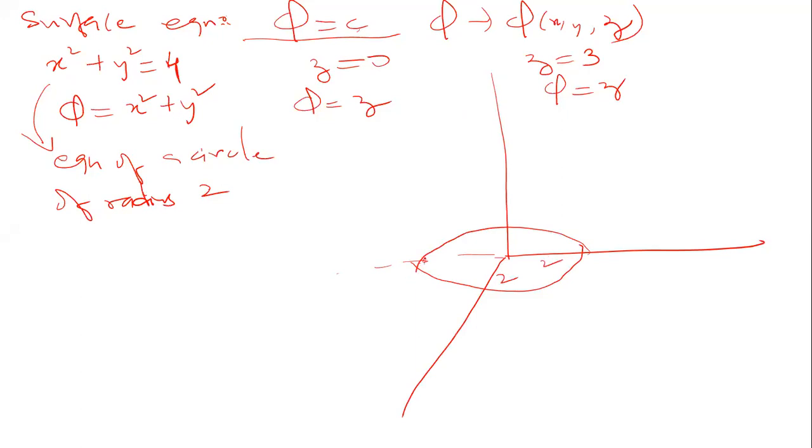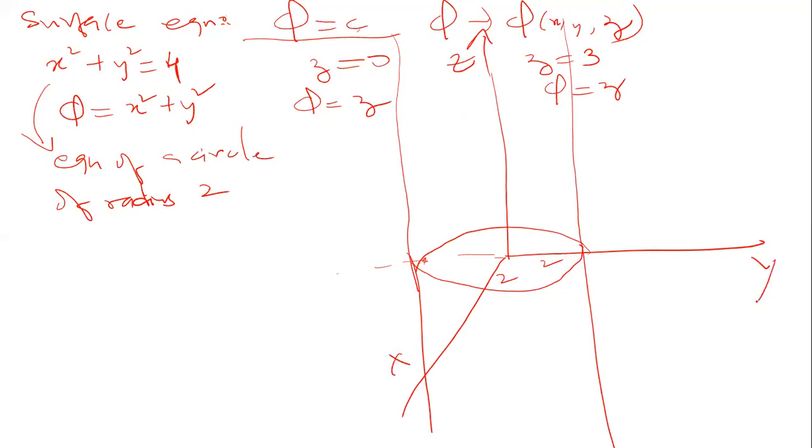But if this is going to represent a surface, this will represent an infinitely long cylinder. Okay, this is your z-axis, this is your x, this is your y, an infinitely long cylinder of radius 2. So x squared plus y squared equal to 4, though it's an equation of a circle, can represent any circle like this. So it represents an infinitely long cylinder of radius 2.